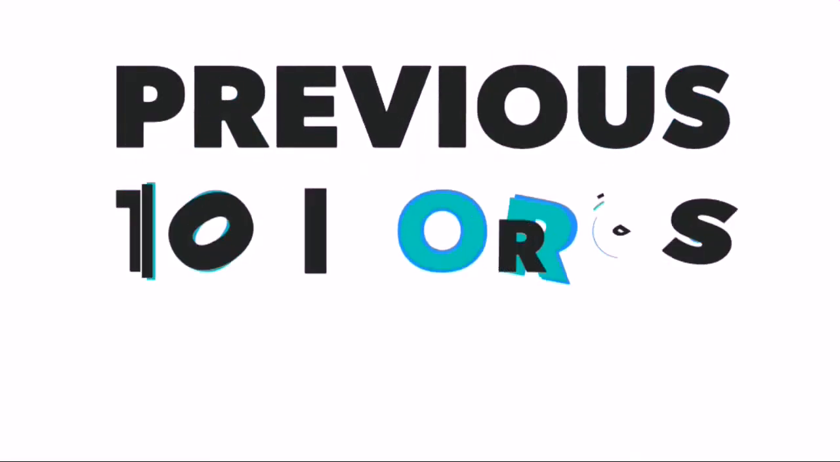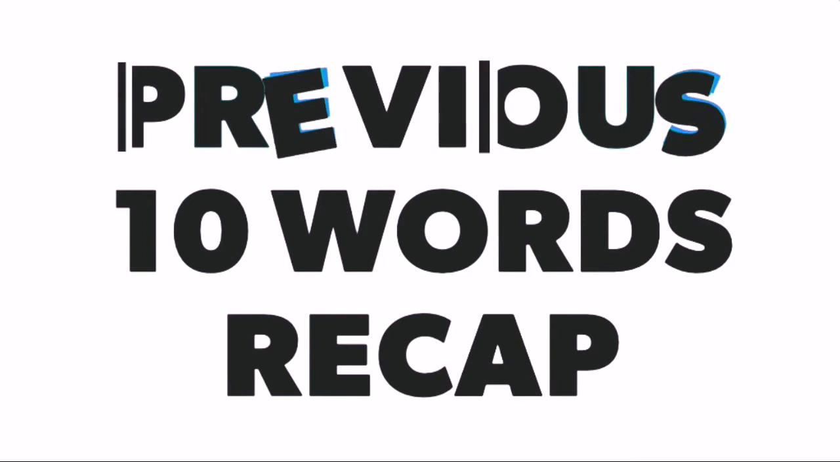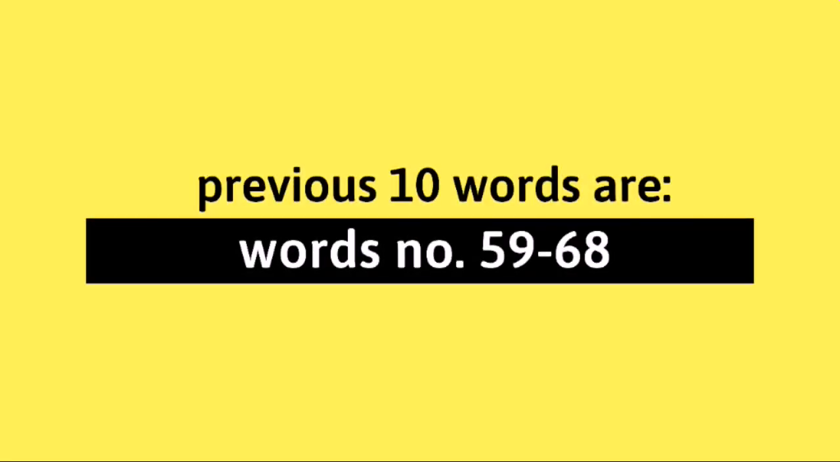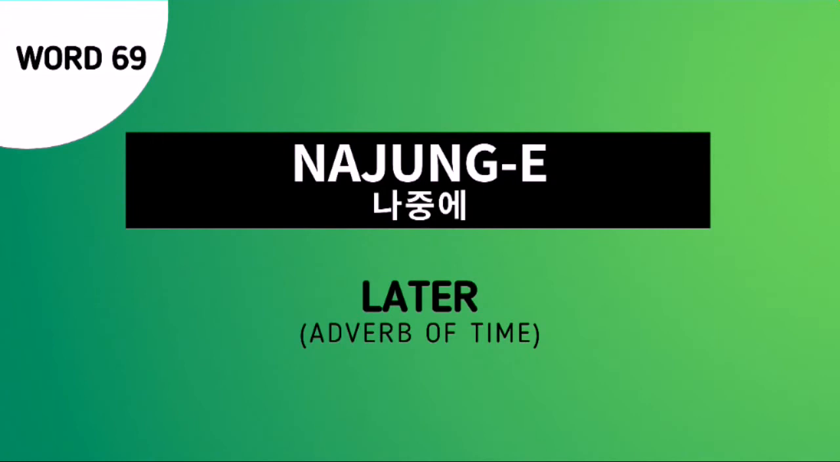Now, let's proceed to the previous 10 words recap. As of now, the previous 10 words are words number 59 to 68. But don't forget our word for today. Word number 69 is najunge. This is an adverb of time, which means later.